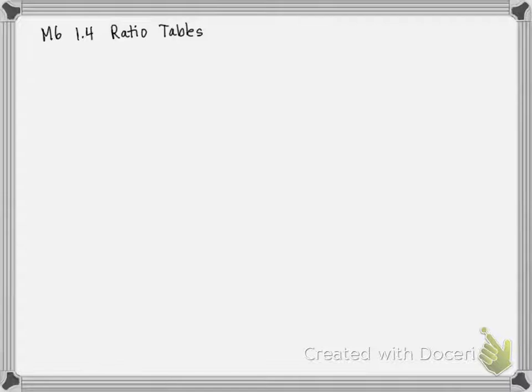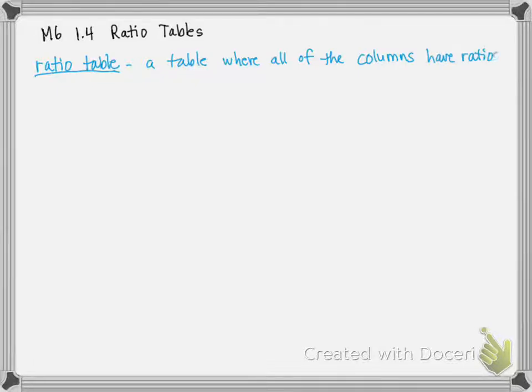So let's get a good definition of a ratio table. A ratio table is a table, so that's the way we organize information, where all of the columns, so those are vertical, have ratios with the same value. You might be going, what? Remember, when we get to our examples, they kind of make sense.